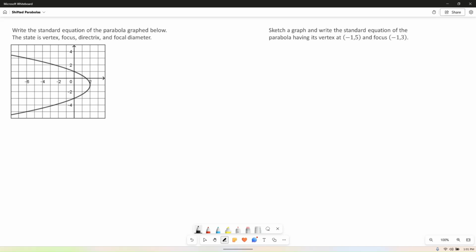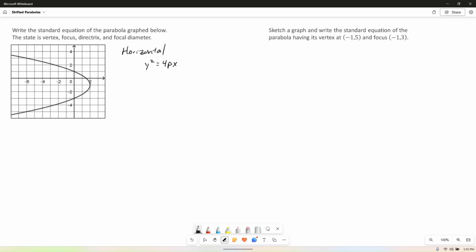So for our first example here, we have a parabola given by a graph, and the graph is opening to the left. So this means the graph has a horizontal orientation. Okay, so if we're thinking about writing the equation of the graph, then a parabola oriented horizontally is going to have a y squared term. Okay, so we might think of this as y squared equals 4p times x. But that will only work if the graph has its vertex at the origin.